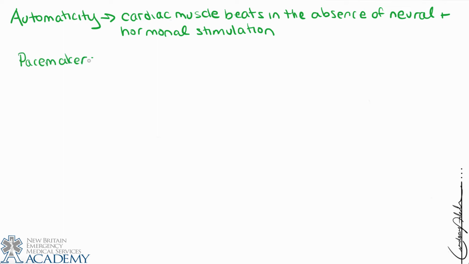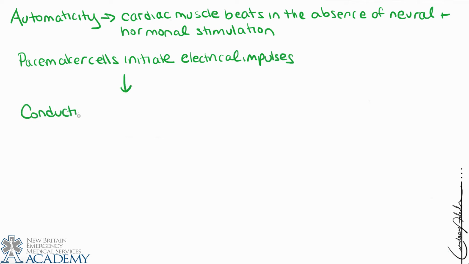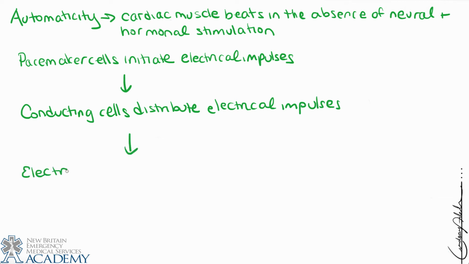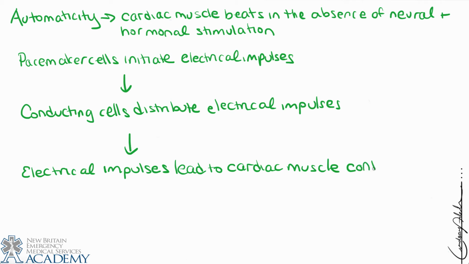So there's a general flow of events that occur, taking into consideration the cells that we've just discussed. First, the pacemaker cells will initiate electrical impulses. Second, the conducting cells will distribute these electrical impulses to the contracting cells. And third, the electrical impulses arriving at contracting cells will cause cardiac muscle contraction. And so as we talk more specifically about the conduction system, it will be helpful to keep this scheme in mind so that the process doesn't become too overwhelming.